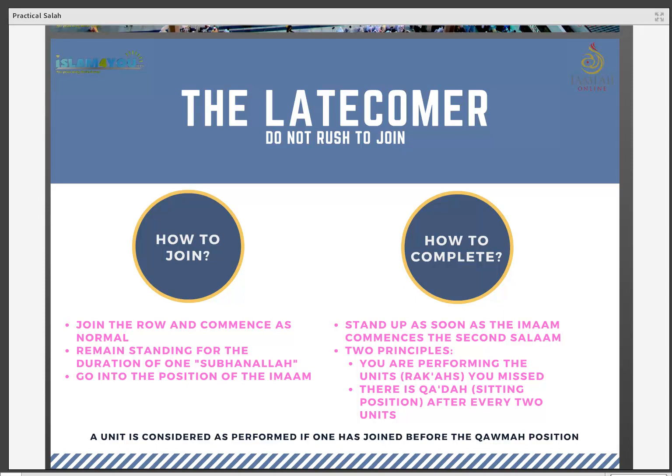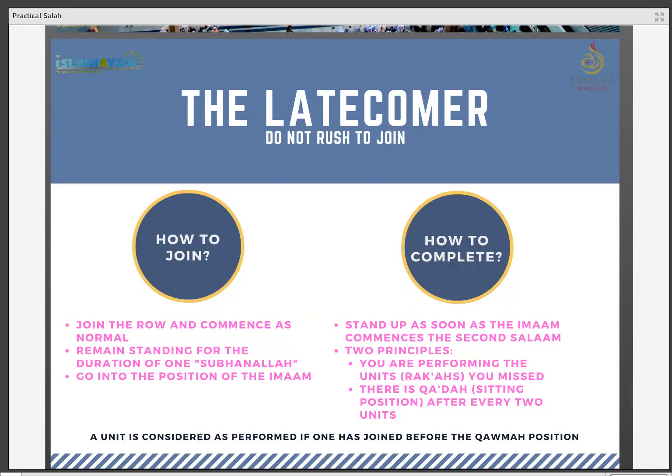Once we stand up, we will perform it as if we are performing the first unit. So whatever we would have recited when we were performing the salah individually, we will recite the same things. So we will start off with سبحانك اللهم وبحمدك وتبارك اسمك وتعالى جدك ولا إله غيرك. We recite the thana, then أعوذ, Bismillah, Surah Fatiha, any surah. Then when we get to the 3rd rak'ah, we'll just recite Surah Al-Fatiha and not a surah.